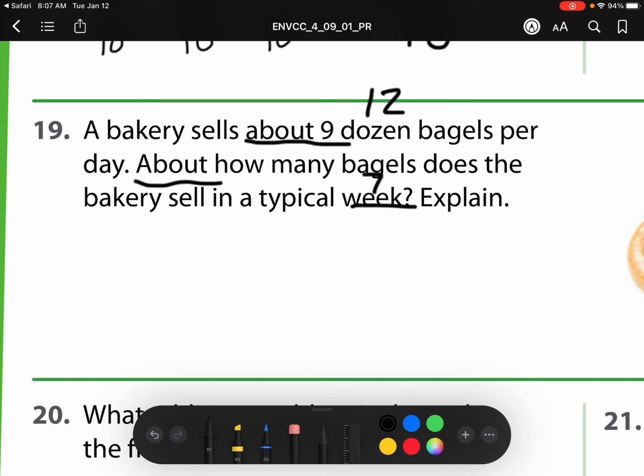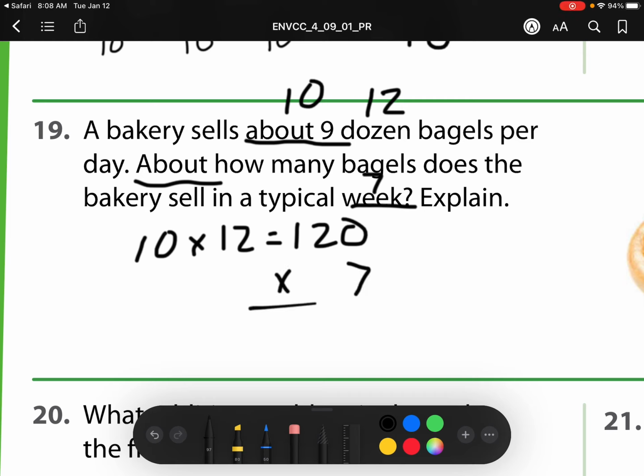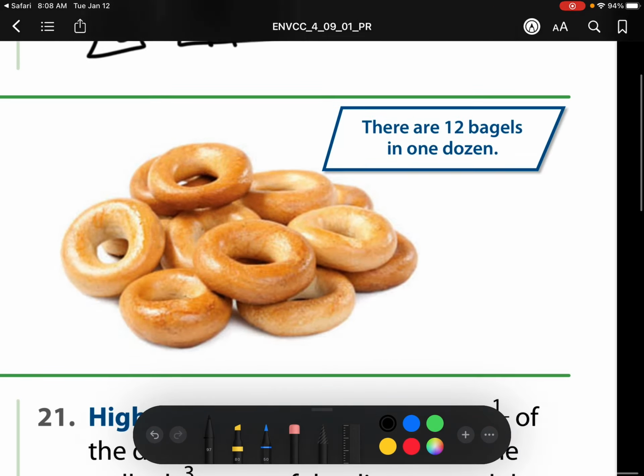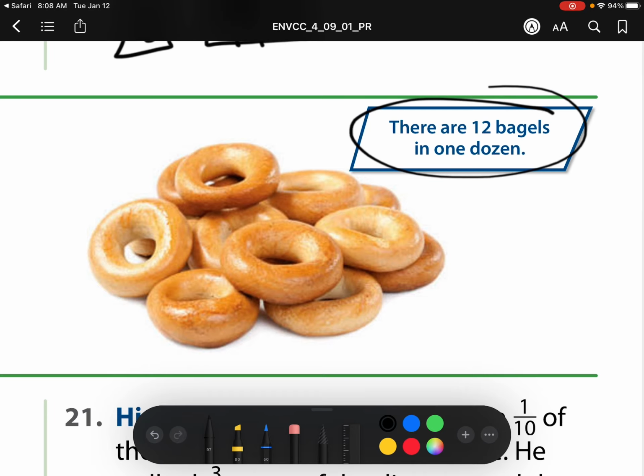So we can, if we want, round this to 10, because that's an easy number. So per day, we have 10 times 12 equals 120. And then we need to multiply that by 7, because there's 7 days in a week. So it's going to sell about 840 bagels a week. And if we didn't know that dozen, it's telling us right over here as well.